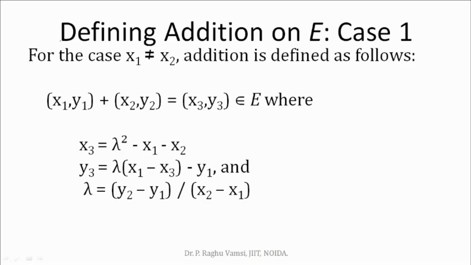For example, x1 here may be 2 comma 3. Assume like that. So here x2 may be 3 comma 3. Okay. So in this case, x1 is not equal to x2, but y1 can be equal to y2. This is the condition. Or y1 may not be equal to y2 also.